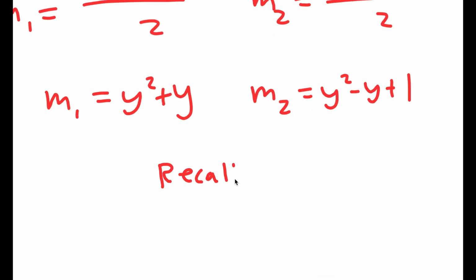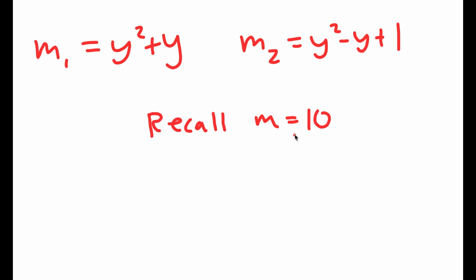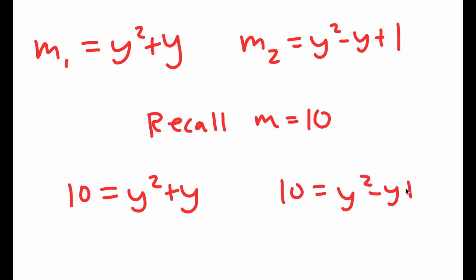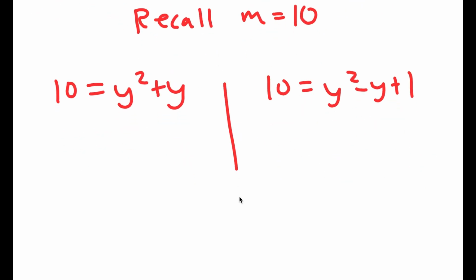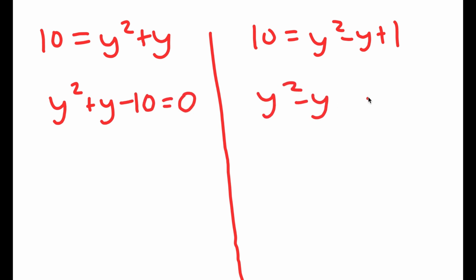Now recall that m is equal to 10. So this means that I have 10 is equal to y squared plus y, and 10 is equal to y squared minus y plus 1. Meaning, I have two equations from this: y squared plus y minus 10 is equal to 0, and y squared minus y minus 9 is equal to 0.